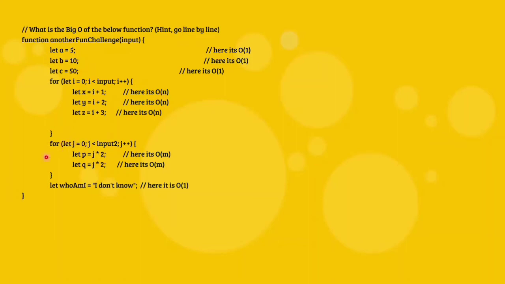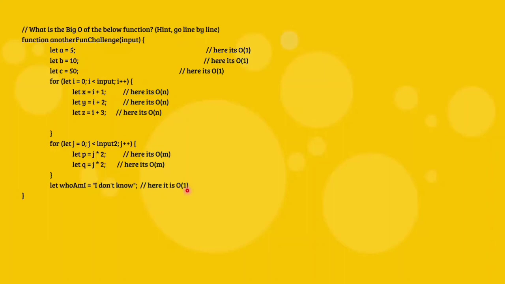Similarly for the second for loop, again we don't know the length of the input. So we will denote each operation by O of m, as we perform this operation m times. So O of m will come 2 times, as there are 2 operations. After that we have let Who am I is equal to I don't know. As this is a single operation, we will again write O of 1.